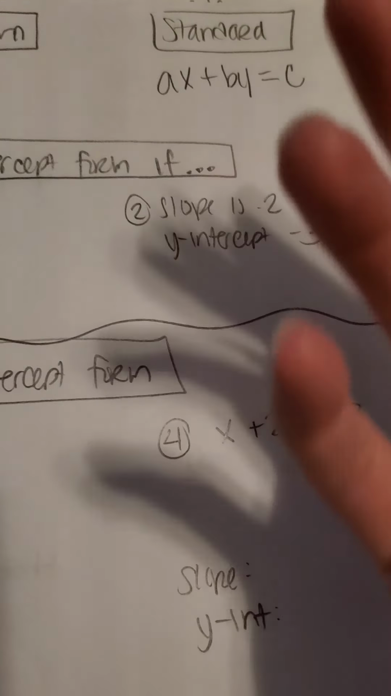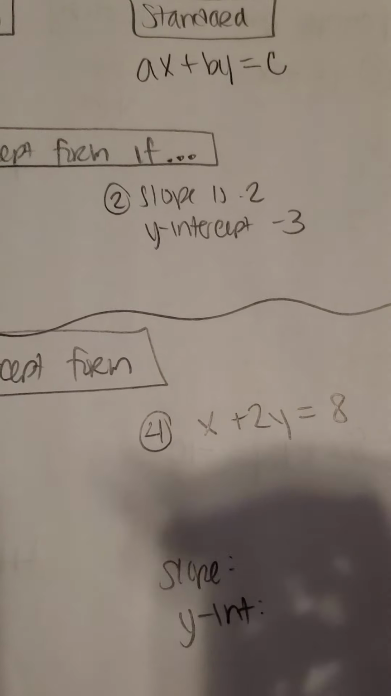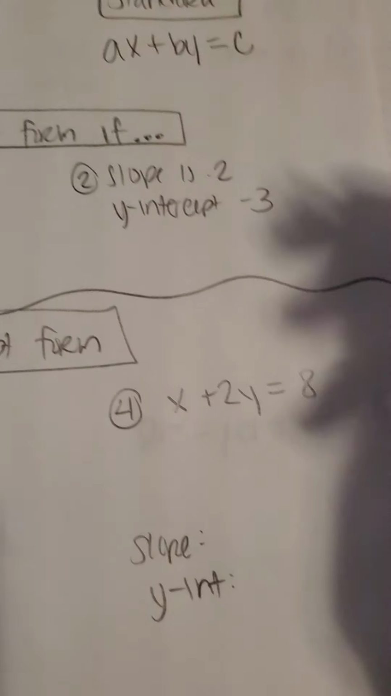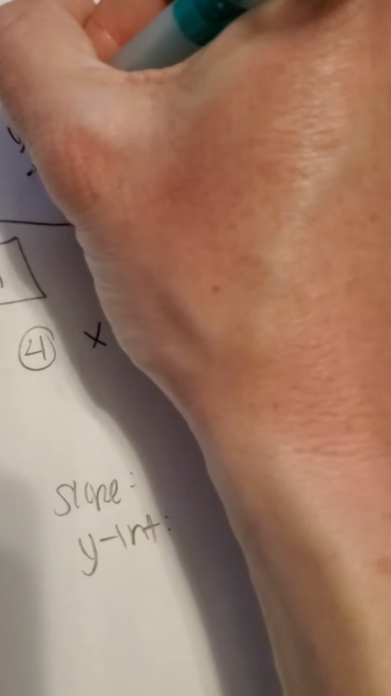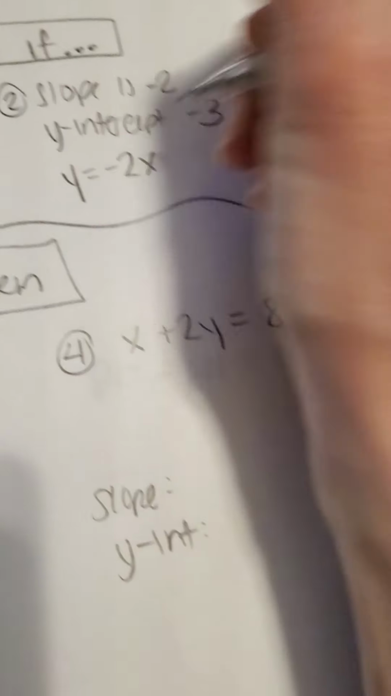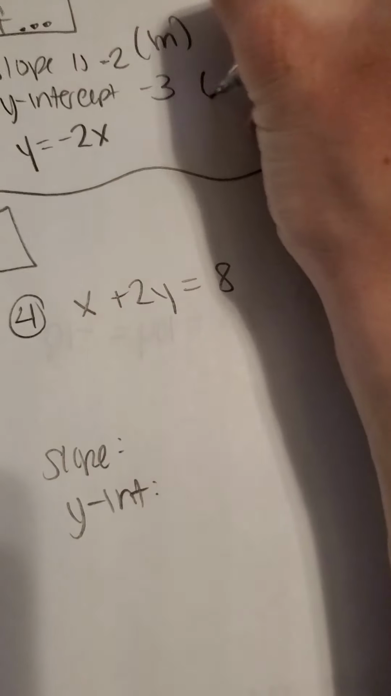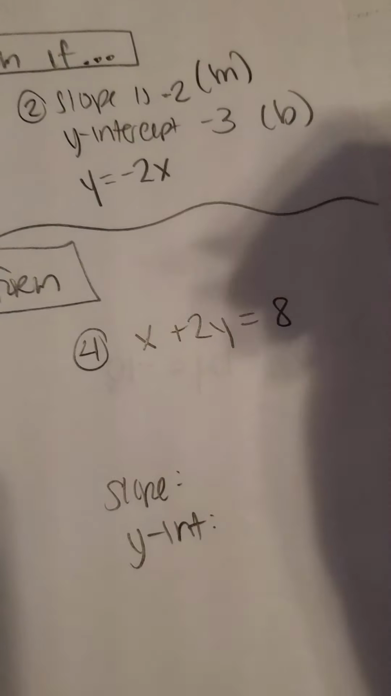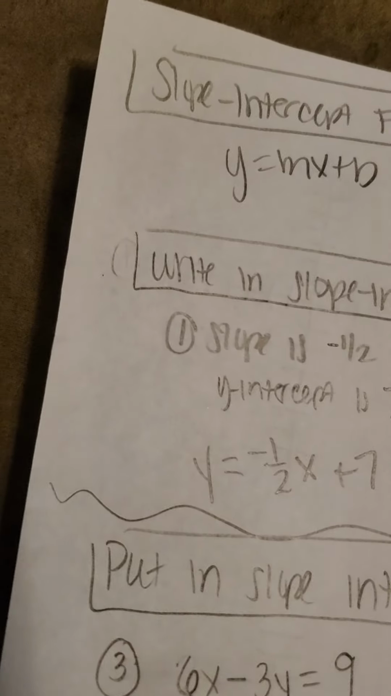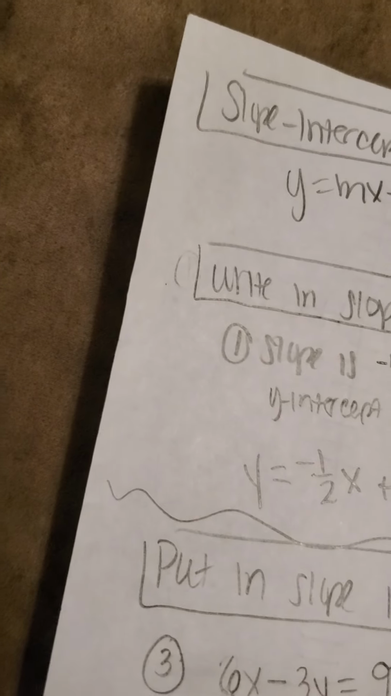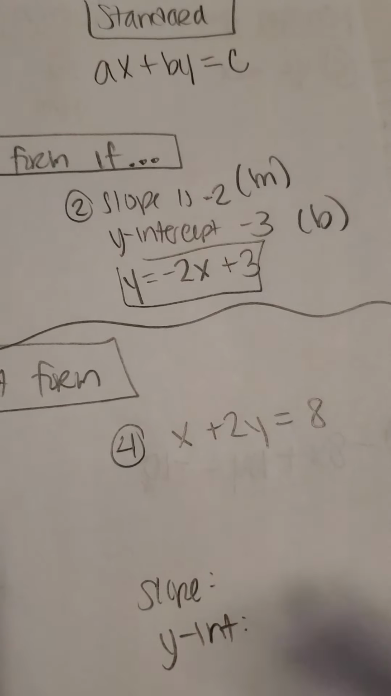If it says, again, still write it. Now it's saying my slope is -2. So if my slope is -2, y equals -2x. Again, my slope is m, and my y-intercept is b. Put them together. So plus b. And then there's my equation.